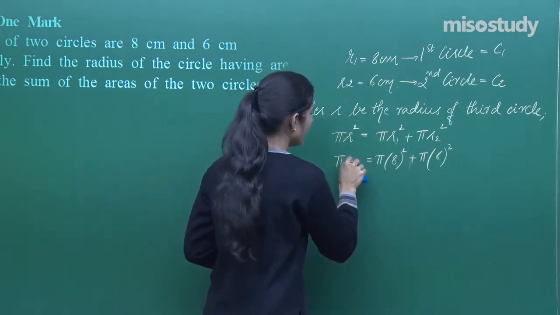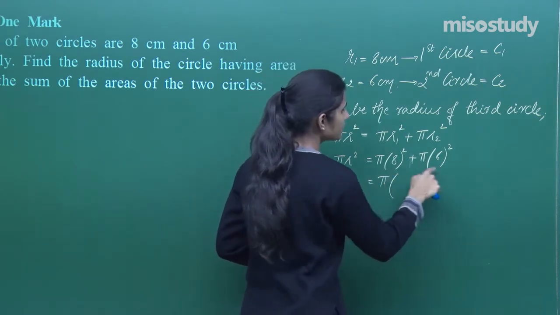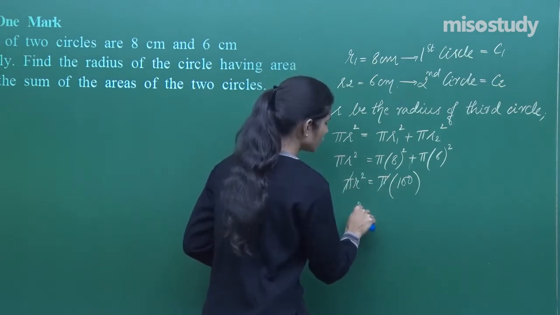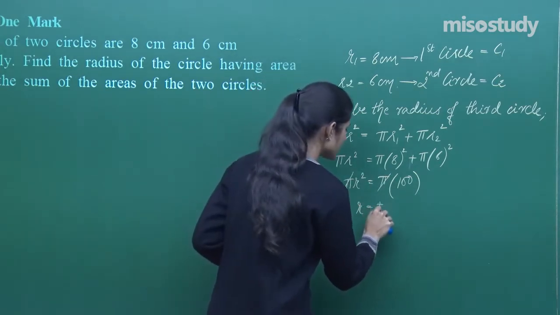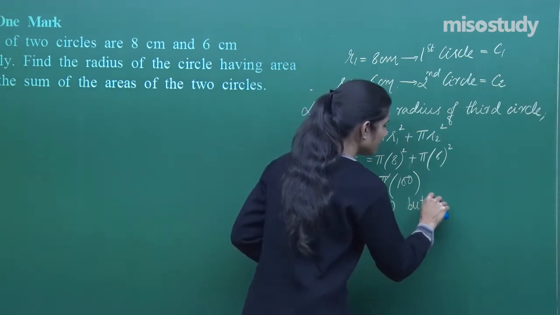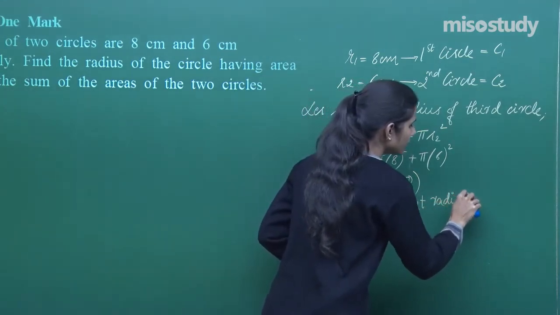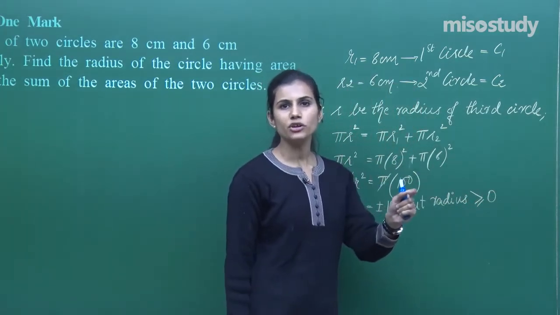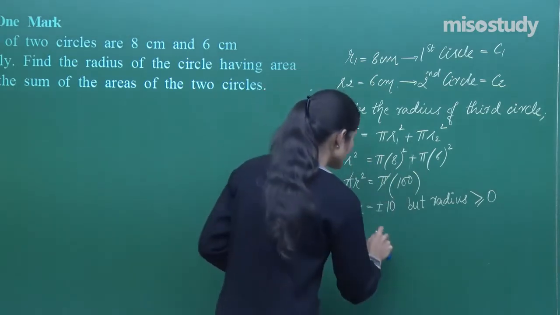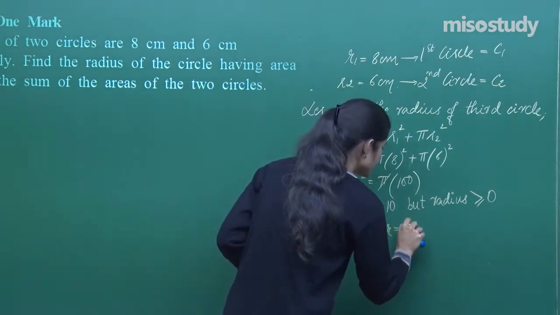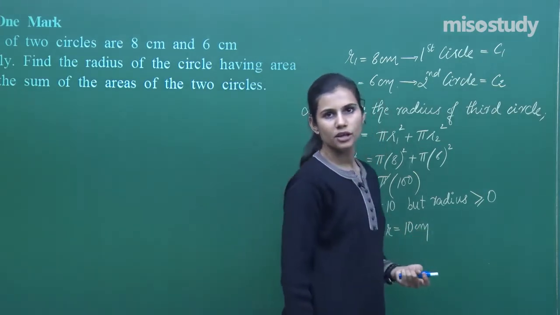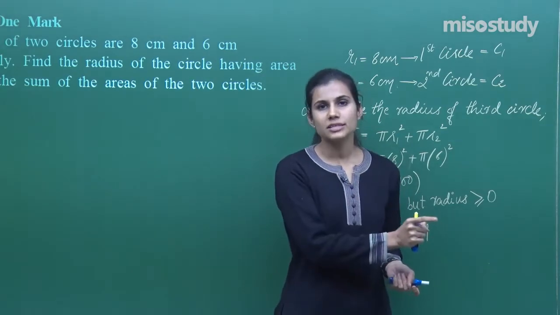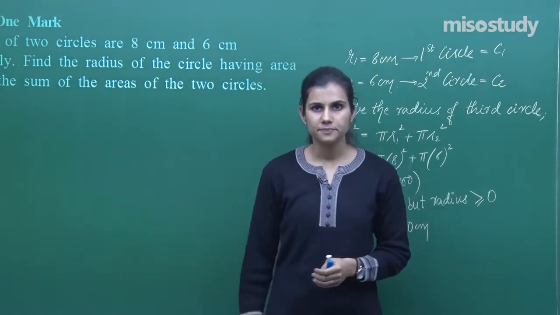So you have pi r square equals pi times 64 plus 36, which is 100. Pi cancels out, you have r square equals 100, which means r is plus or minus 10, but radius is always non-negative. Radius is the distance between the center and any point on the circle. The distance can never be negative. So this implies r is plus 10 centimeters. So the radius of the circle such that its area is equal to the sum of the areas of two circles having radius 8 and 6 has to be 10.